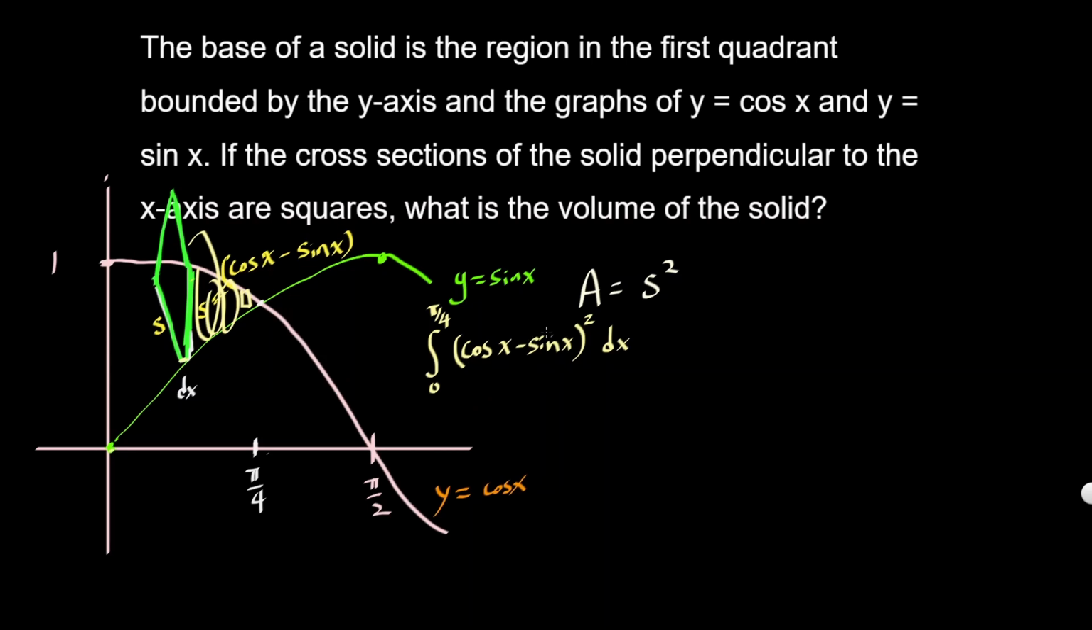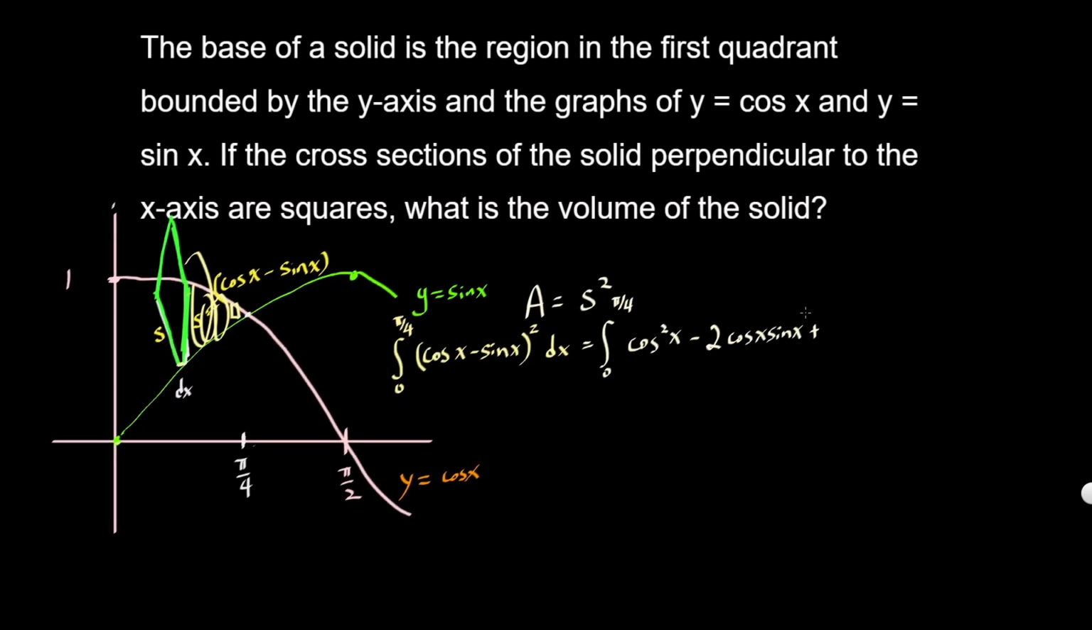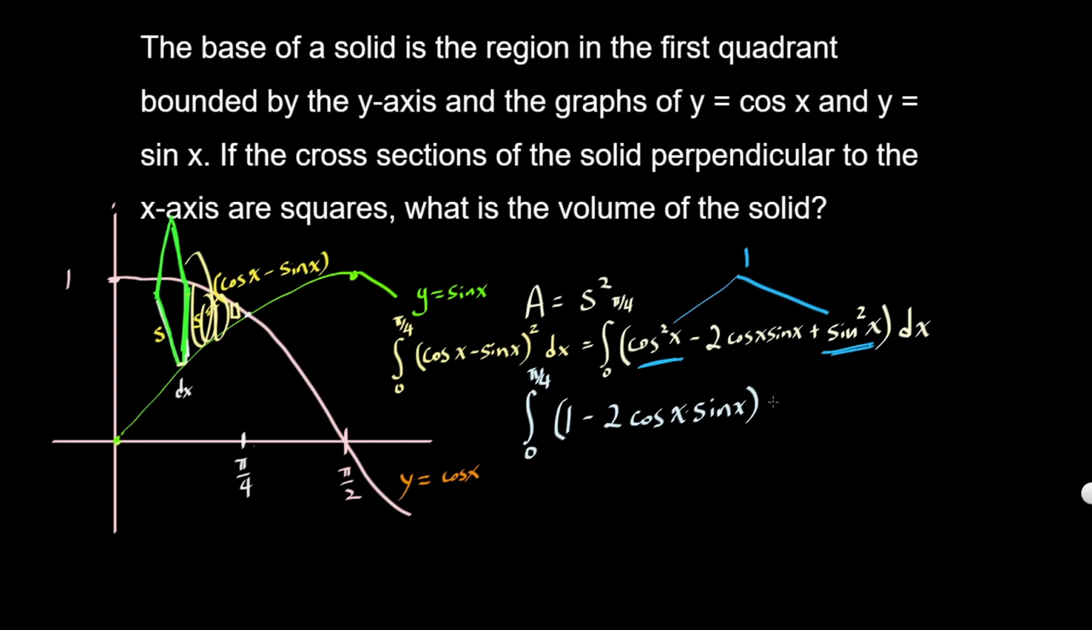Alrighty, so we have a function here that needs to be integrated, but it's kind of hard to do u-sub right now. It won't work. So let me just expand this out and see what happens. From 0 to pi over 4, it's going to be cosine squared x minus 2 times cosine x sine x, plus sine squared x, all that times dx. When you look inside here, we have cosine squared x plus sine squared x. That's 1 right there. So we have the integral from 0 to pi over 4 of 1 minus 2 cosine x times sine x, all that times dx.